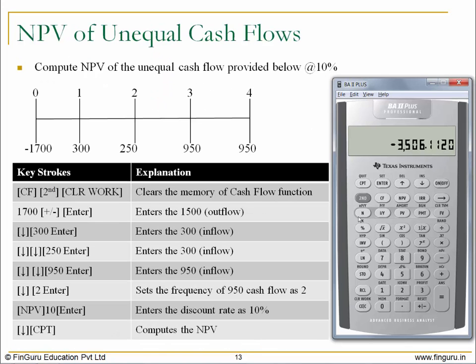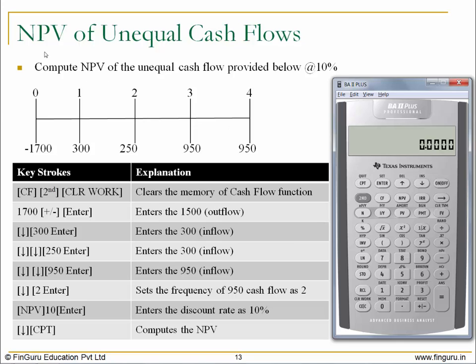So that completes the TVM part of our calculations using the N, I/Y, PV, PMT and FV part of the calculator. We will shift our attention now towards the other functions such as cash flow, which will help us to calculate the NPV and IRR.